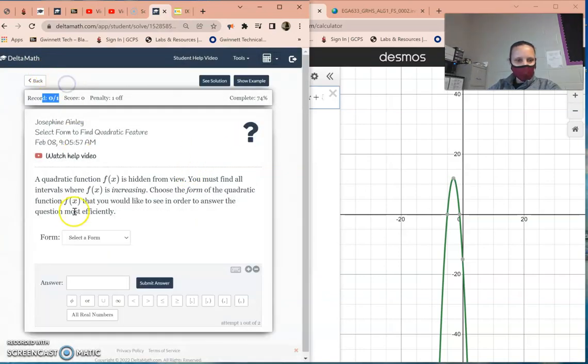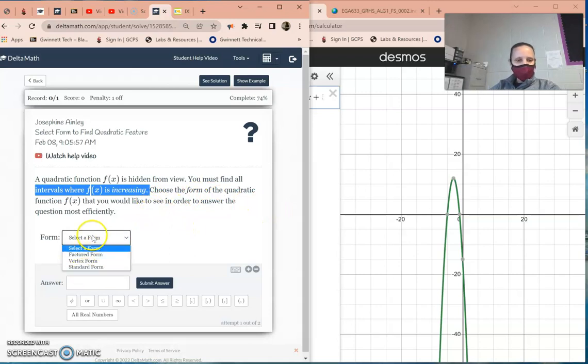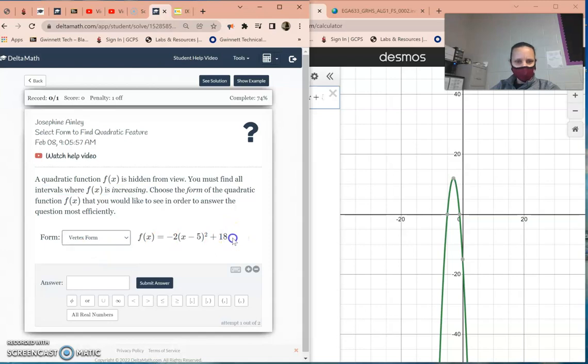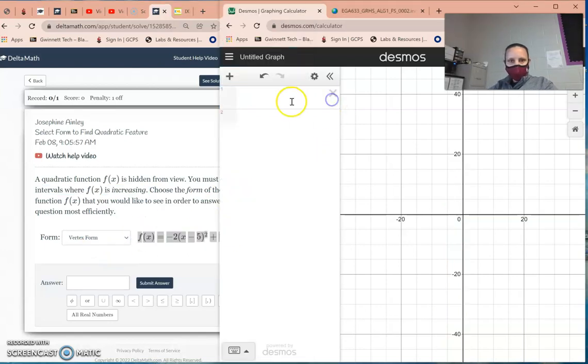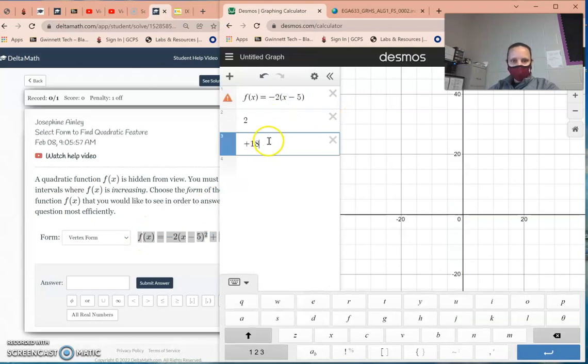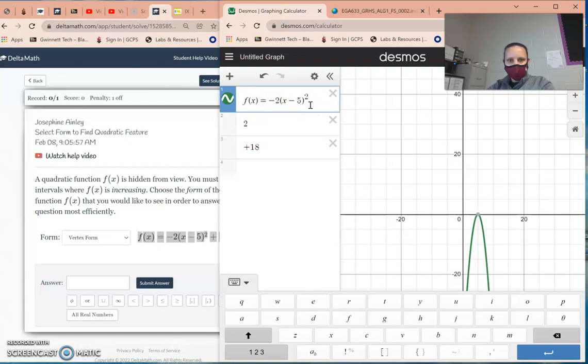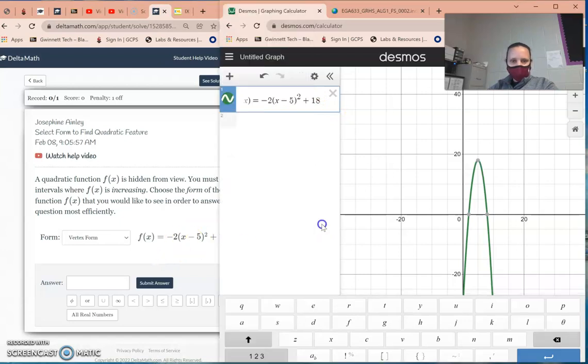Let me see what else they'd give you. You must find all the intervals where it's increasing. Okay, so it does get a little bit more challenging. So again, the same thing, the different form doesn't matter. So I did factor before. Let me do vertex this time. Again, Control C and then Control V. All right, then make sure it copied what it needs to copy. So go ahead and fix what needs to get fixed. Double check that it is what it is on there.